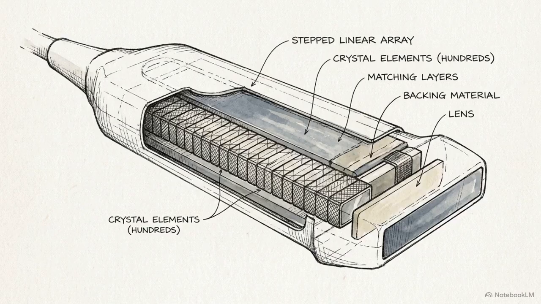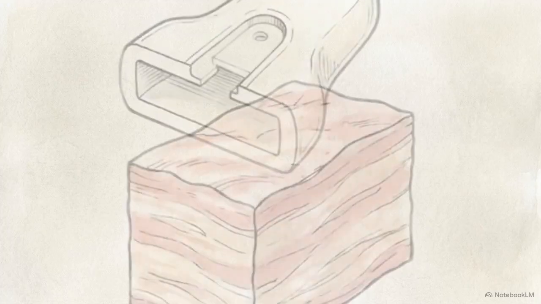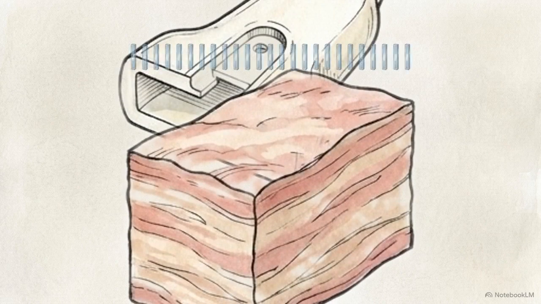Modern probes bypass these single crystal limits using a stepped linear array. This design uses many tiny transducers placed in a row. They are activated in synchronized groups to mimic a wide beam, then deactivated as the next adjacent group fires, sweeping the beam across the array laterally.